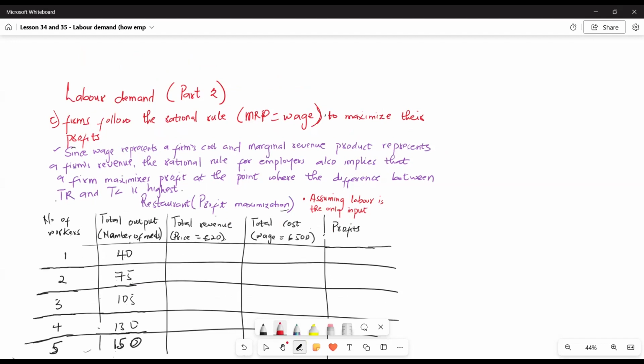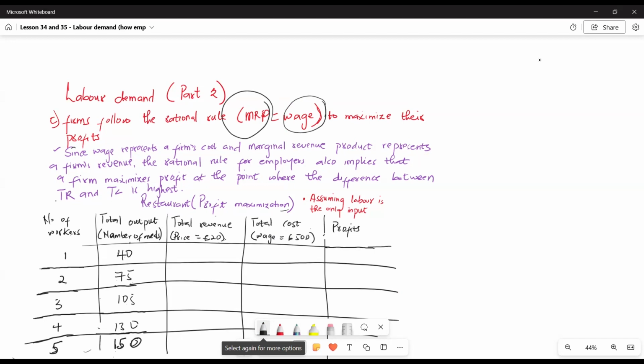In our previous lesson, we saw that firms are going to follow a rational rule and hire up to the point where the wage that they pay an additional worker is equal to the benefit that that additional worker brings to the labor force. So the wage is in terms of the cost of hiring that additional worker, and then the marginal revenue product is in terms of the benefit that the additional worker brings to the market.